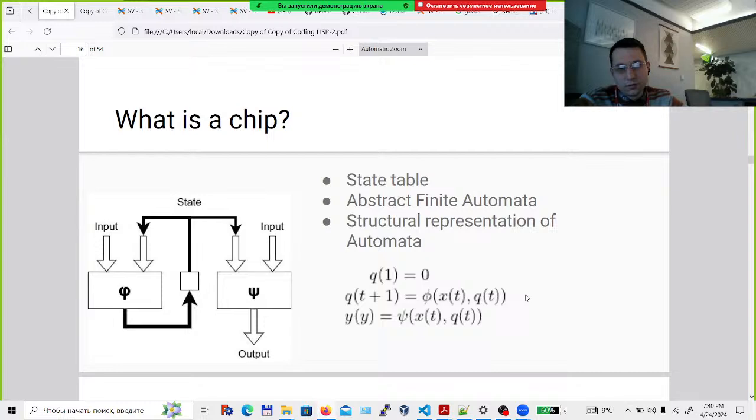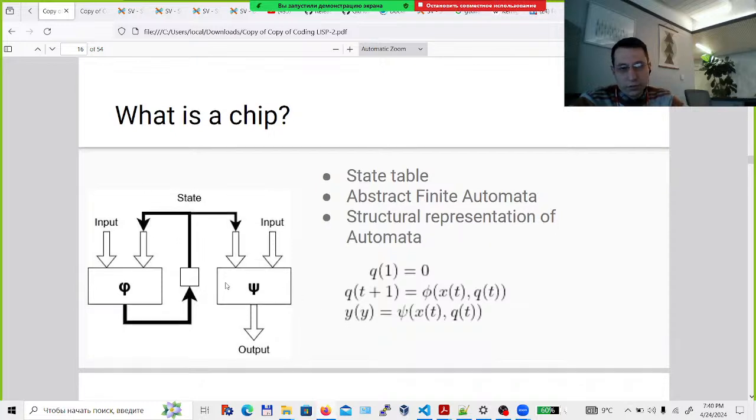Another equation defines all possible changes of the inner state of the chip, and the third equation defines all outputs of this device. So this is a way we can describe those chips, and inside the functions P and C you can use particular functions like XOR, AND, OR, negation, etc., just to implement this chip inside your hardware.